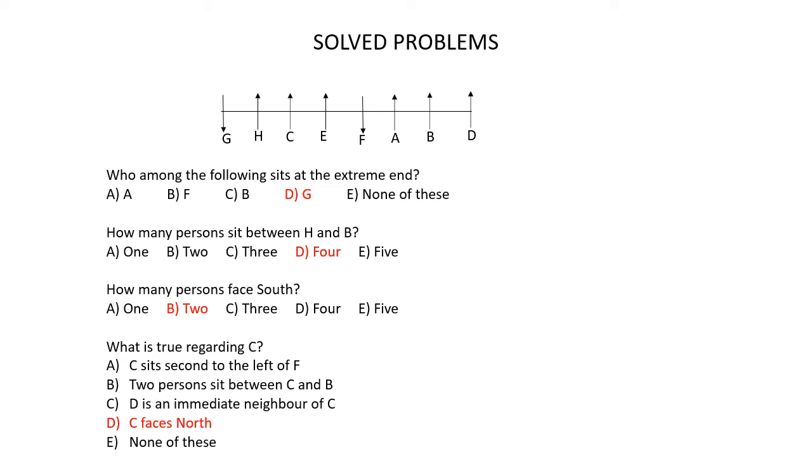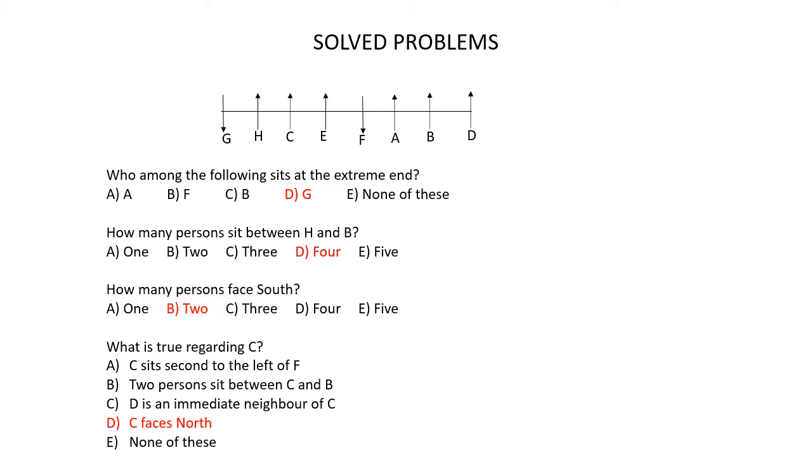At the extreme ends, you will see G and D are sitting. So among the options, option D, G is the correct answer. How many persons sit between H and B? You are given 5 options and you have to find out which of these options is the correct one. So you have to find out how many persons sit between H and B. H and B. There are 1, 2, 3, 4 persons sitting between H and B. So the correct answer is option D, 4.